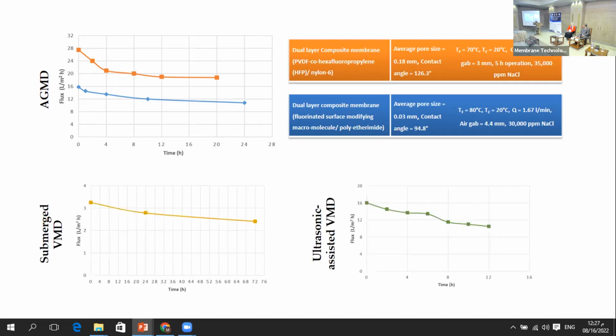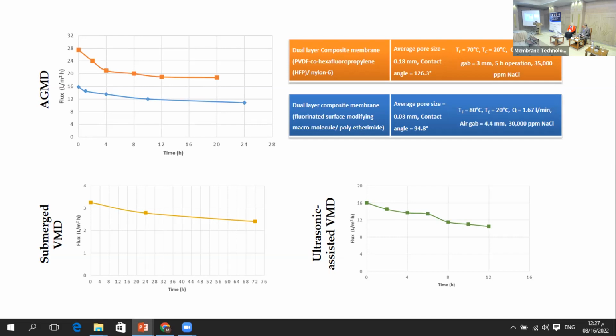For the vacuum membrane distillation, the membrane is submerged in the water solution. As you can see, the fouling tendency on the left is very low. After 27 hours of operation, the flux only deteriorated by a value of 1, but the initial flux, as you can see, is very small. It's only 3.2 liters per square meter per hour. However, for further improvement, ultrasonic may be used, or any other factors that may induce turbulence in the medium.